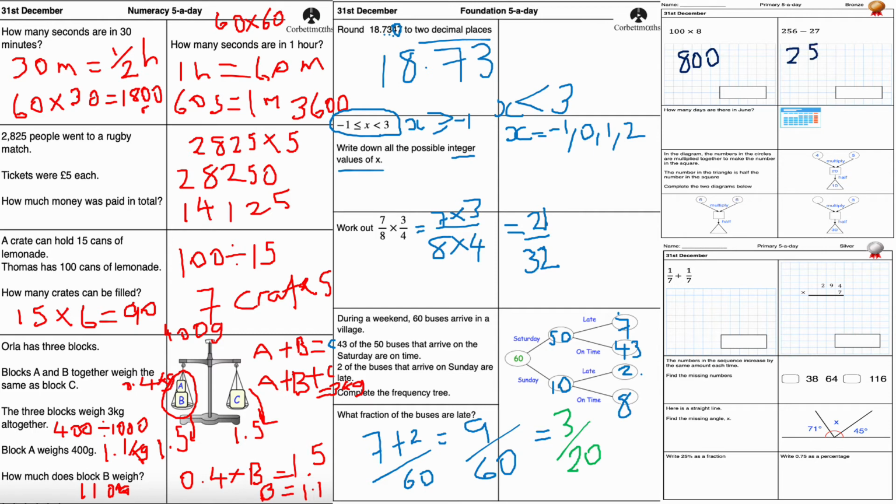256 minus 27. So I can do this subtraction by the column method, making sure that everything's under the correct place value. 6 take away 7 I can't do, so I'm going to have to borrow there. That becomes a 4. That becomes a 1. 16 take away 7 is 9. 4 take away 2 is 2. 2 take away nothing is 2. So the answer is 229.